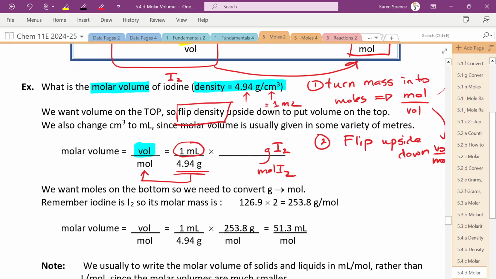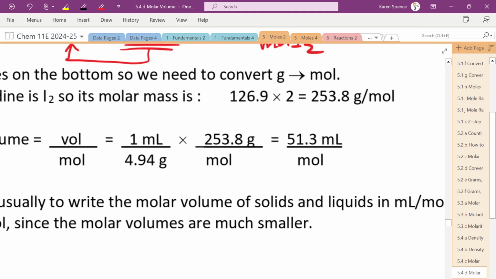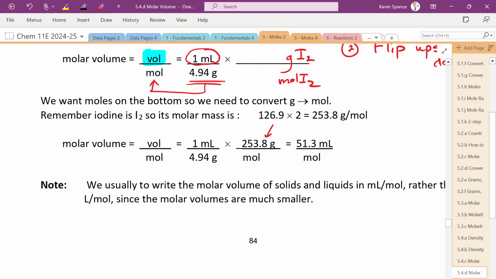Okay. Oh, look, it gives it to me here. How lovely, I don't have to calculate it. 253.8 grams, and that gives us 51.3 milliliters per mole. We usually write molar volumes of liquids and solids in milliliters per mole because they generally tend to be smaller. Yes, because everything's so compact.